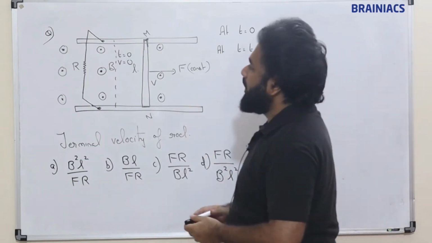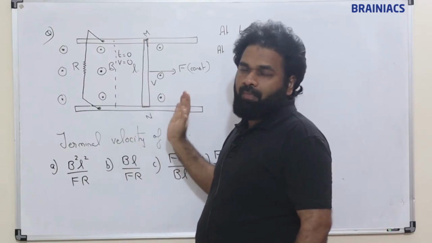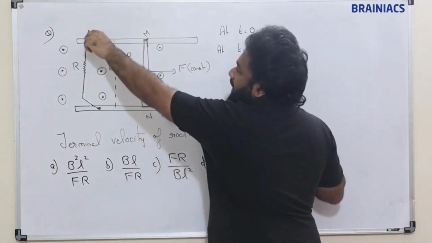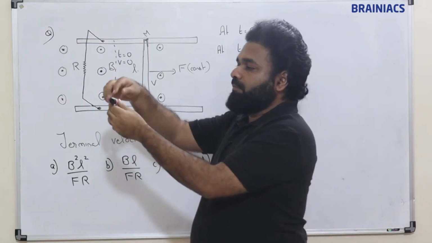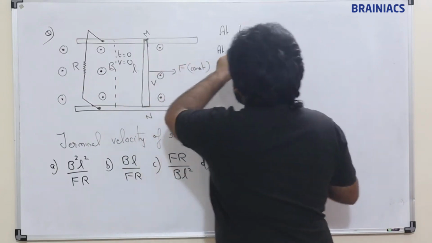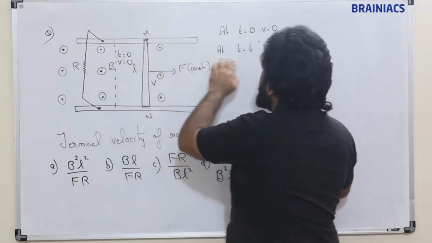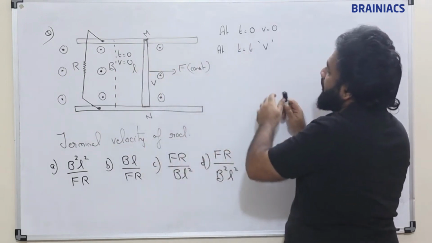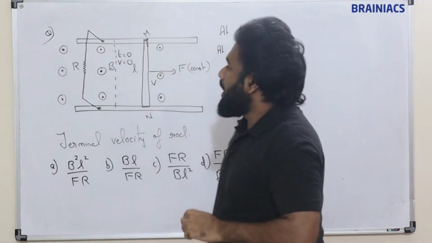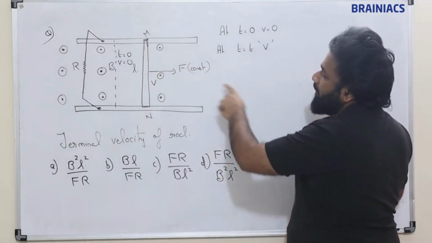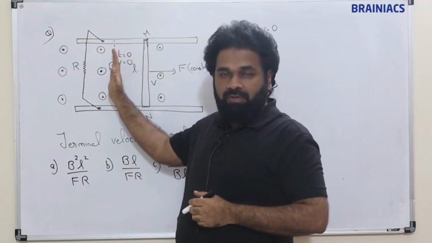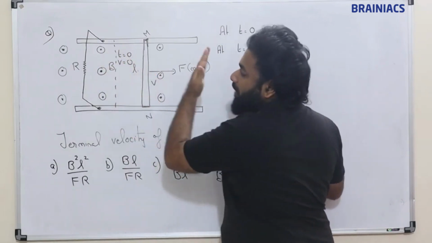So here this is another question. Data I have given in this figure: 2 parallel rails, or conductors, through which a rod is moving. On one side a resistance is connected like this. At a time t equal to 0, velocity is 0, and at any time t, velocity is v. This time the velocity is not constant, and a constant force is applied. So at t equal to 0, velocity was 0, then because of this force it started moving.